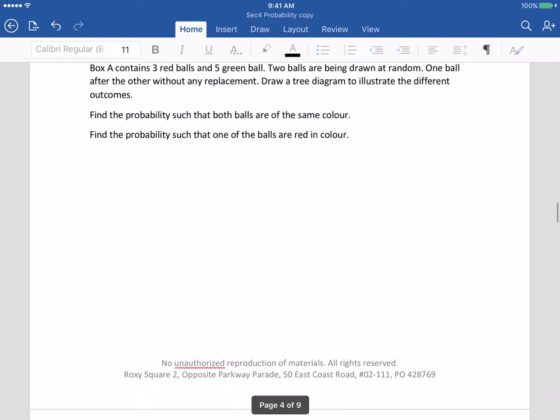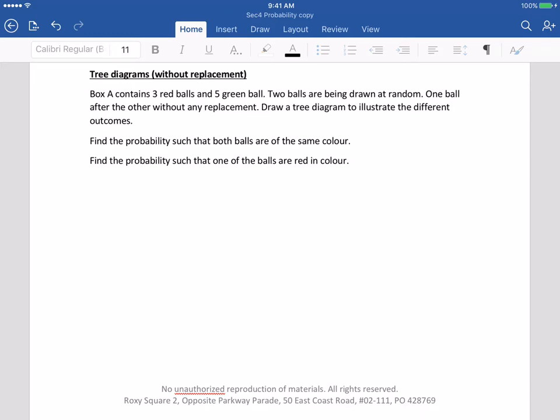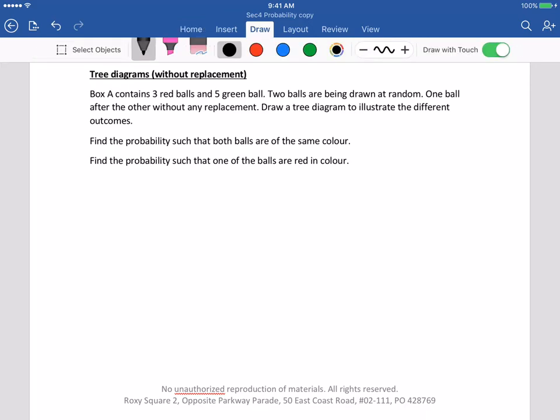The next one is actually, there are basically only 2 concepts for probability. The first one is what we call the possibility diagram. The next one is the tree diagram. Tree diagrams are actually of 2 kinds. One is what we call with replacement. The other one is without replacement.